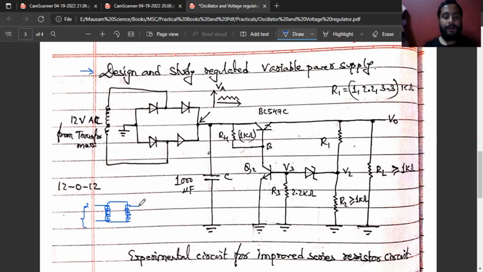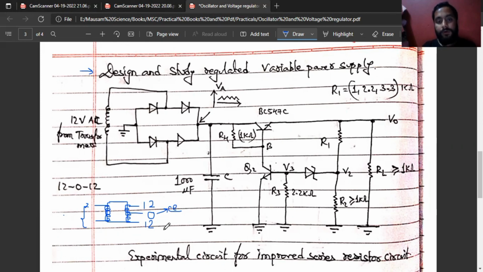And from here we have 3 terminals as output. We need such a transformer which has an output voltage of 12, 0 and 12. This middle one is called a center tap. It is called a center tap transformer of 12 volt, 0 volt and 12 volt.